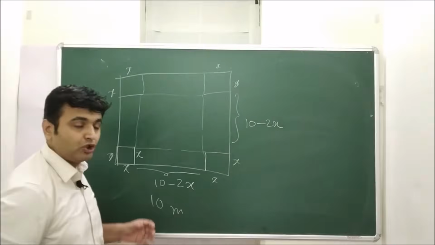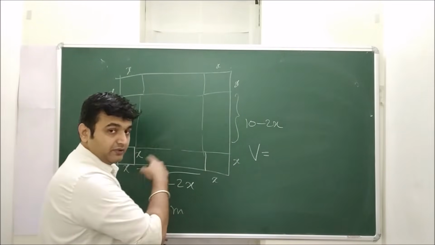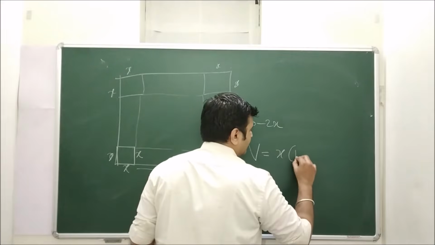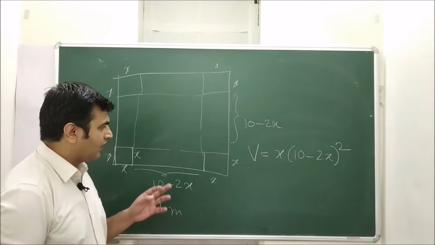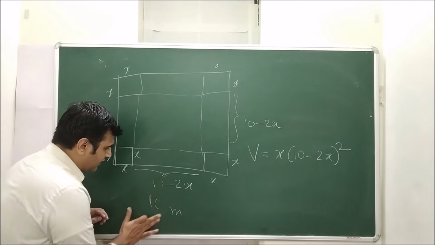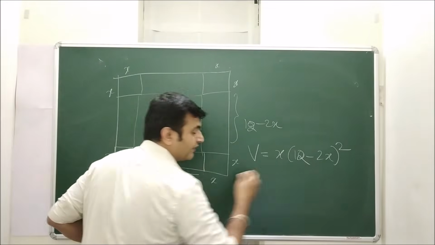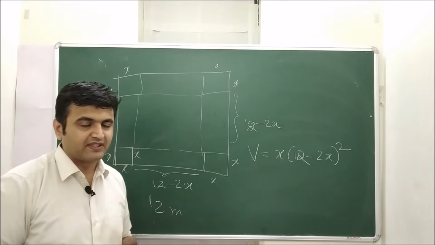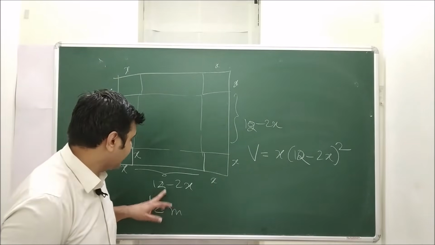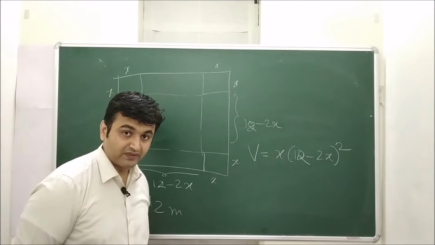So now what will be the volume of the box? Your volume of the box will be length into breadth into height. So 10 minus 2x whole square into x. I think, okay, instead of 10, let me take 12 over here. Okay, let me take 12 meter, because if I take 10, the calculation will be bad. So I want to just keep the calculations easier. So let me take the sheet of 12 meter. So this will be 12 minus 2x, 12 minus 2x.